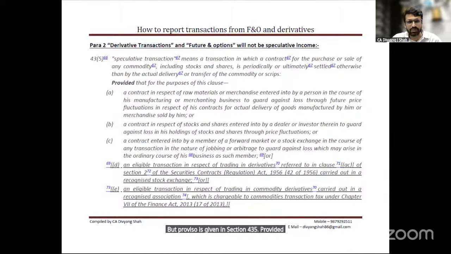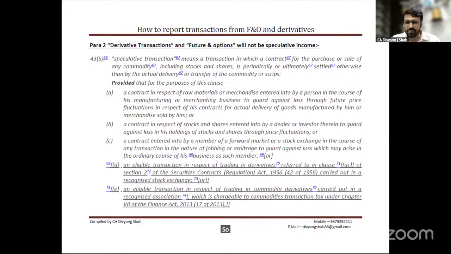Provided that for the purpose of this clause, I'm moving to clause D, an eligible transaction in respect of trading in derivatives referred to in the clause so and so, carried out in a recognized stock exchange. So if you are entering into a derivative transaction for shares or for a commodity, under clause D and E of the proviso, it will not be a speculative transaction. So if you are entering into a futures and options derivative transaction, it will not be speculative. Now, my last question: whether futures and options or derivatives will always be business income.